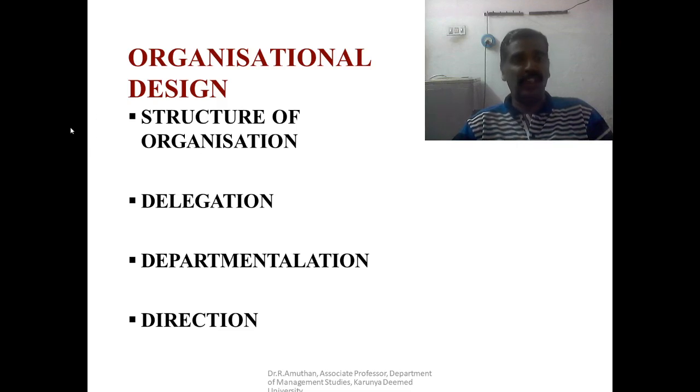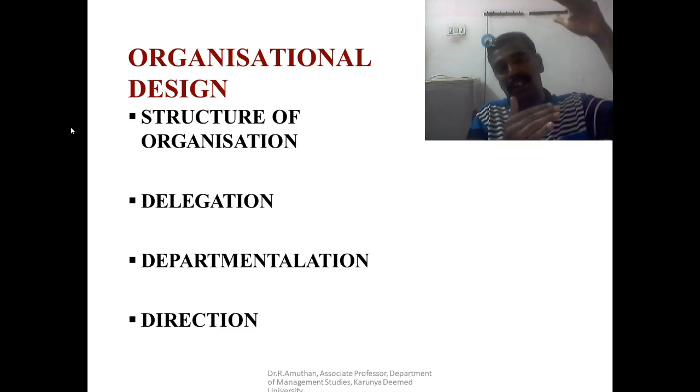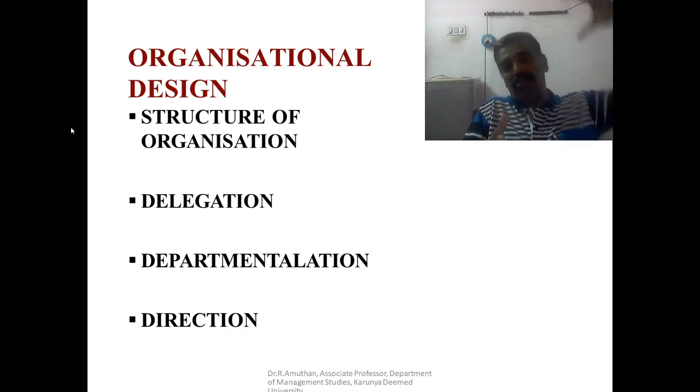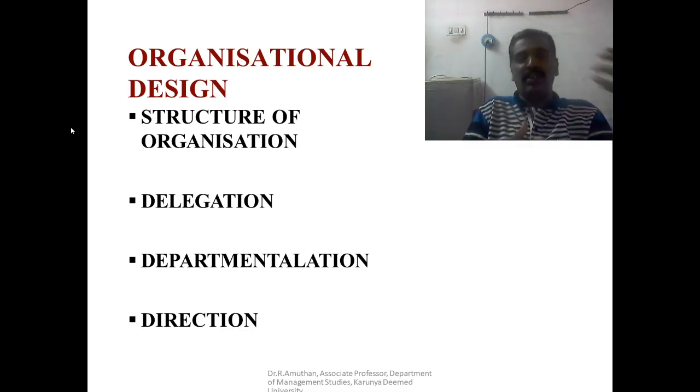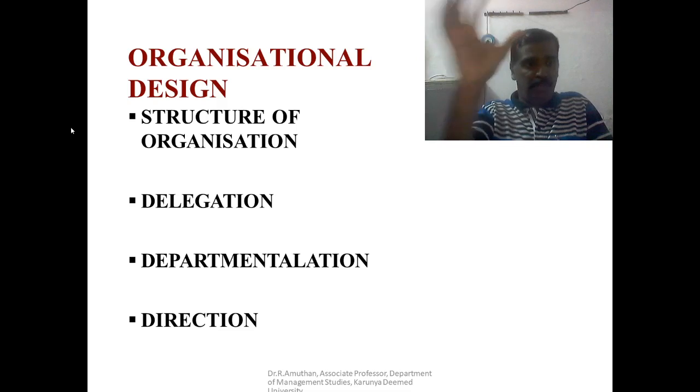So what is the structure of the organization? Organization structure means the hierarchy of the organization, or you can say the pyramid of the organization. The pyramid, you know it, right? So it may come from top to bottom. So the pyramid of the organization, or the structure or hierarchy of the organization, is called organization structure. The pyramid of the organization will have top level management.